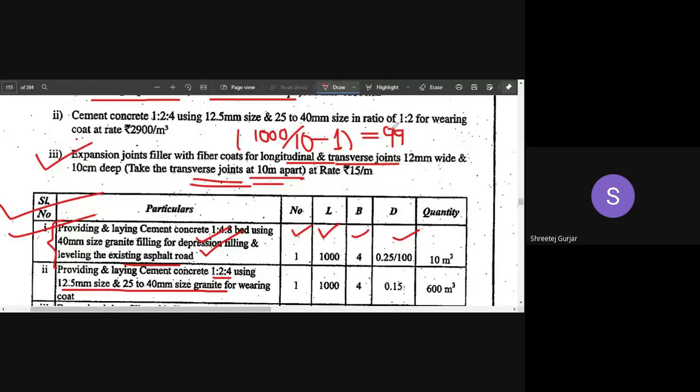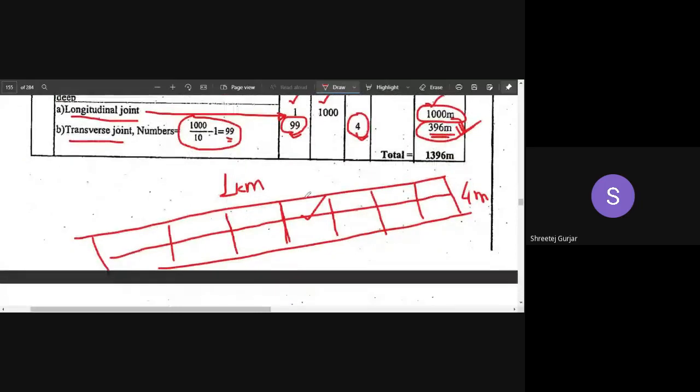And how many number of longitudinal joints? Only one number of longitudinal joint, because it is running throughout, as I've shown you in this figure. So we have only one longitudinal joint running throughout like this, and then we have 99 number of transverse joints.